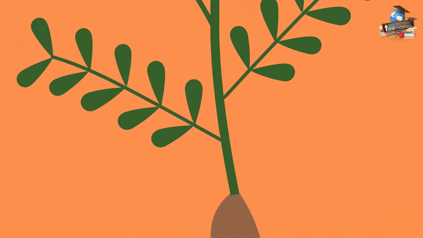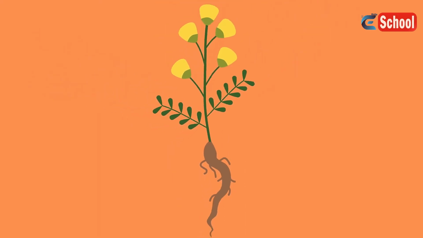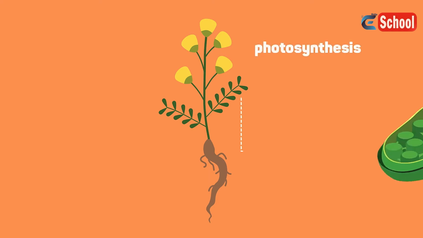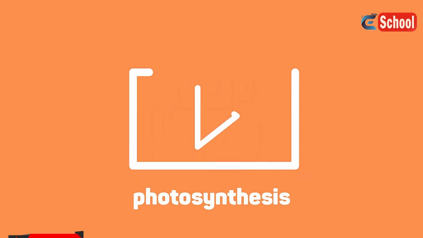Let's learn about the leaves now. Pause the video and try to think why the leaves are important for a plant. The leaves are where photosynthesis happens. In the chloroplasts of the cells, the plants make their own food, glucose. You can learn more about photosynthesis in this video.